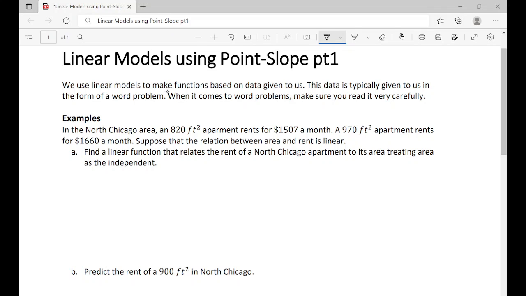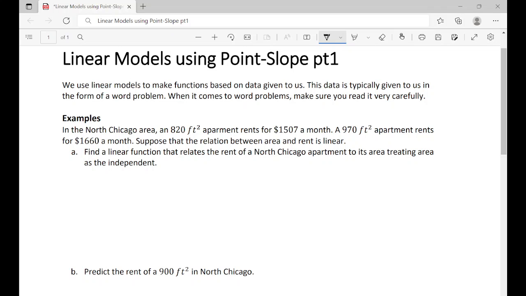We use linear models to make functions based on data given to us. This data is typically given to us in the form of a word problem. Just make sure that when it comes to word problems you read it very carefully. And that means if you have to read it multiple times, then that's just the way it works. Just take your time.